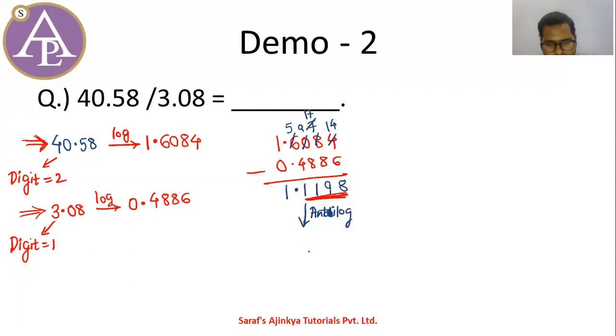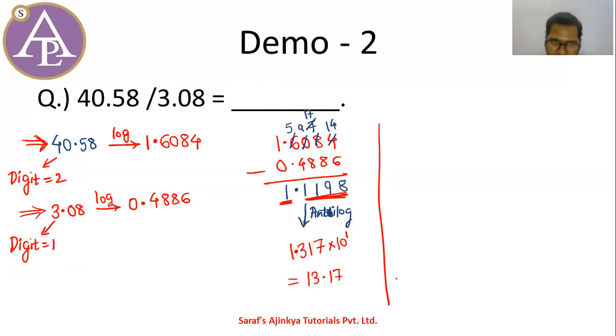So my anti-log is 1317. The decimal is always after the first digit and this will be 10 to the power. What is this digit? This digit is 1. So this will be 10 to the power 1. Correct. So my answer is 13.17. So what we have calculated is 40.58 divided by 3.08. It should come out to be 13.17. Correct. You can cross check with your calculator. You should get a nearby answer. Remember, log is an approximate calculation. It is not an exact calculation. So in the calculator also you will get 13.17.